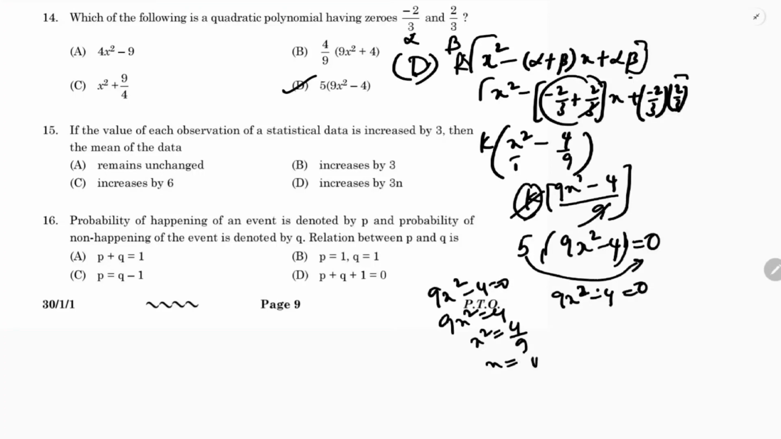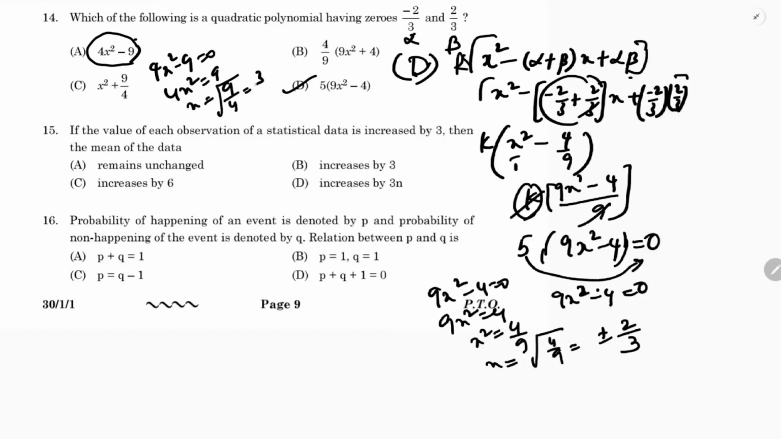X is root 4 by 9, which is nothing but plus or minus 2 by 3. So plus 2 by 3 and minus 2 by 3. So see here, if you try to find for the first one, you will get 4x square minus 9 equals 0. 4x square equals 9. X equals 9 by 4 under root. So 3 by 2 plus or minus 3 by 2 you will get.